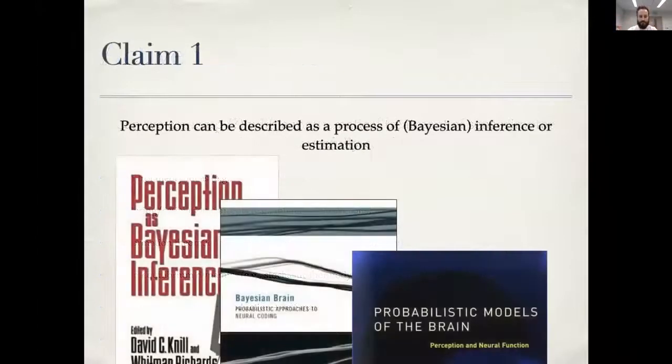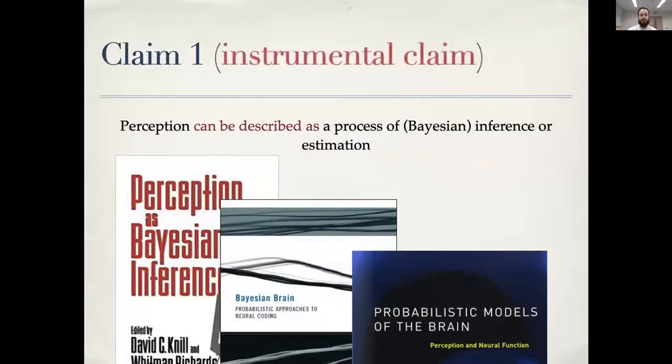To give a very general perspective, I'm going to start with a couple of very basic claims, which are both instrumental. This is something I want to make clear. I'm not trying to say that there's any ontology that I'm attaching to this. I'm just trying to say I can write down some equations and these equations are useful to study this process. In particular, perception might be usefully studied using ideas from Bayesian inference.